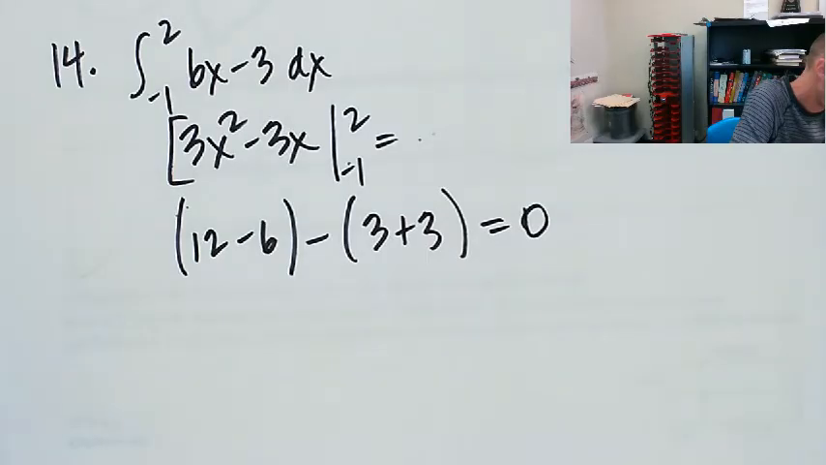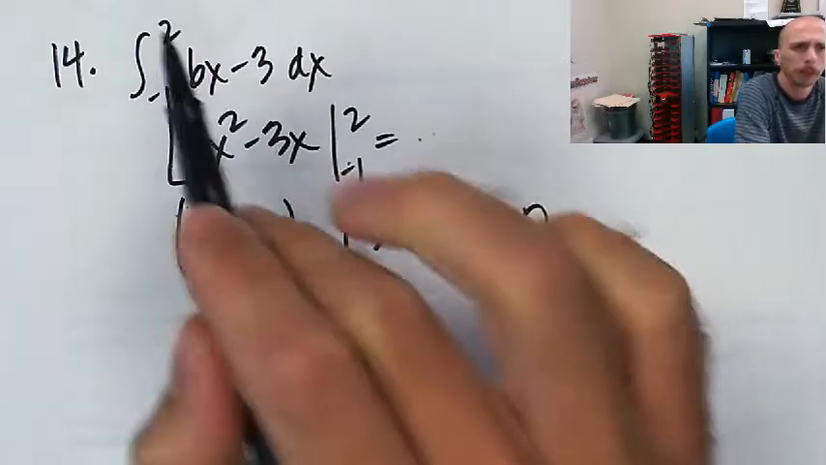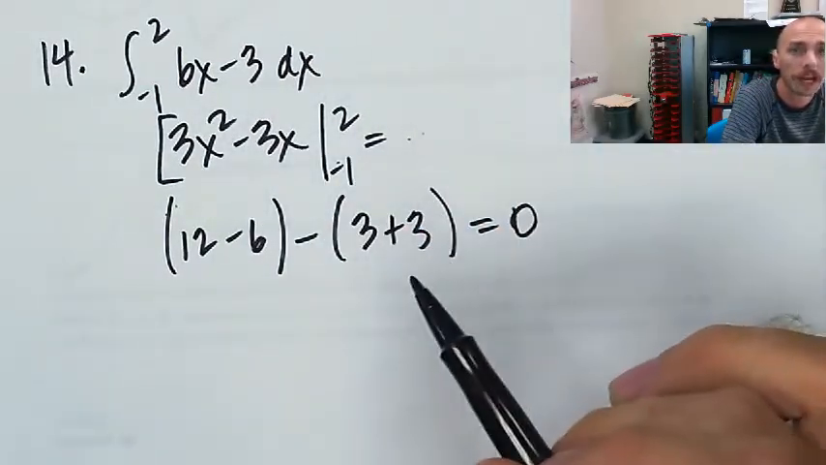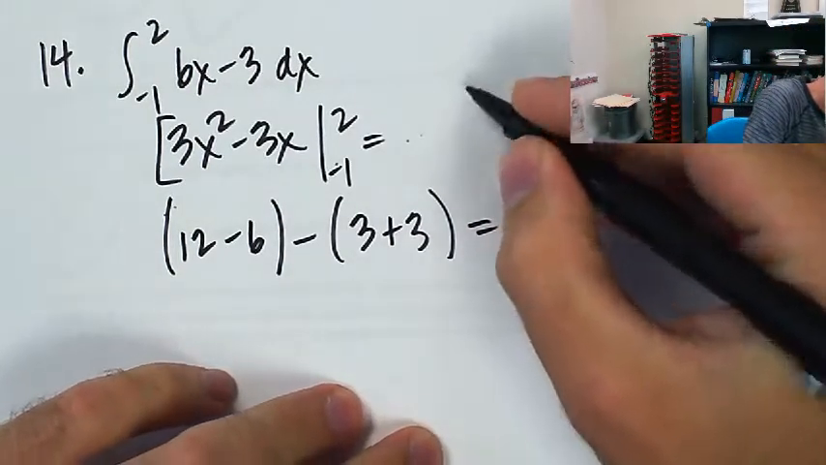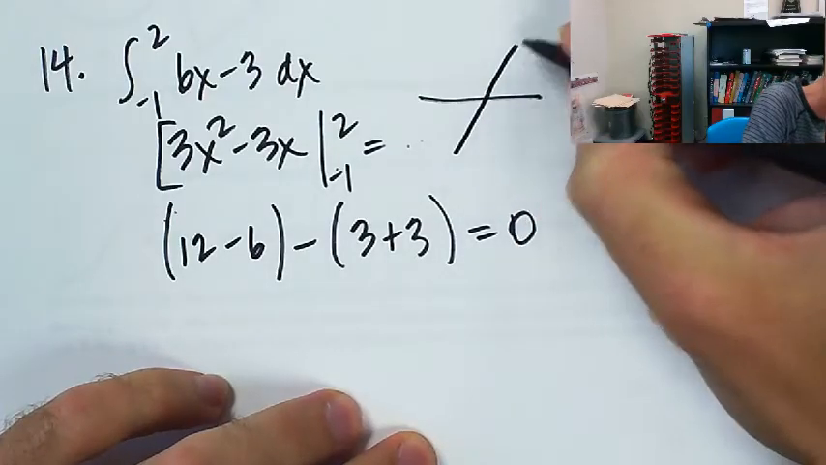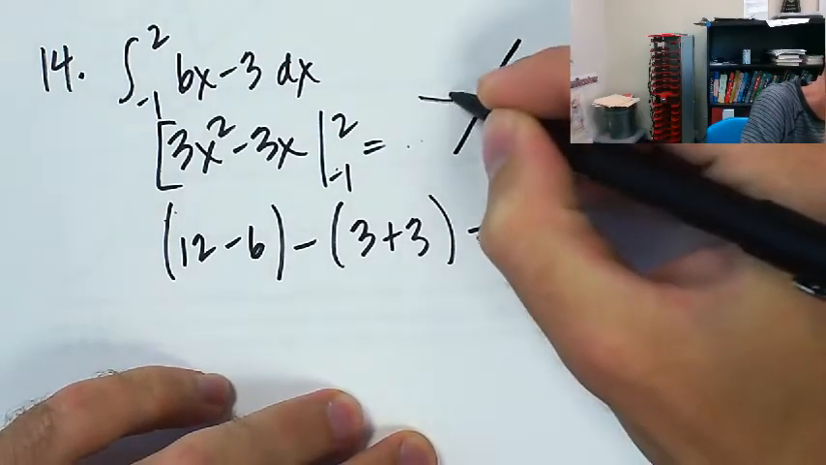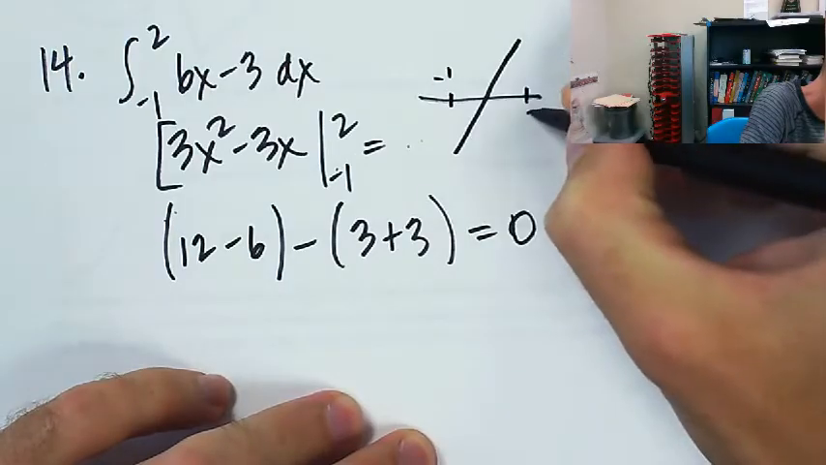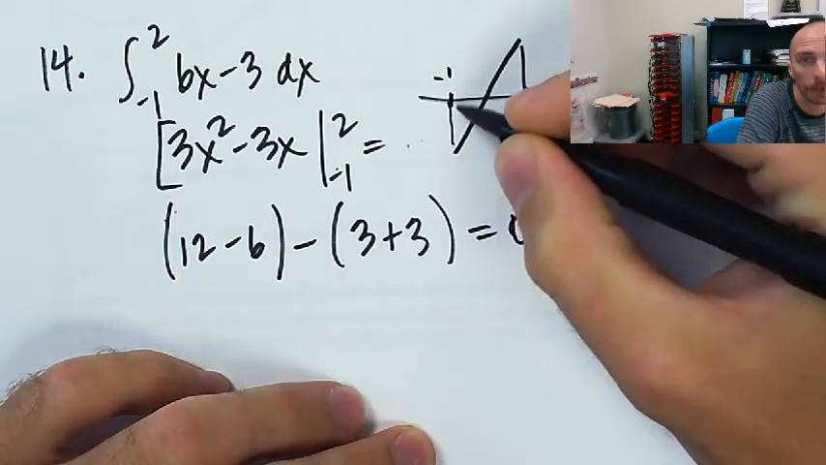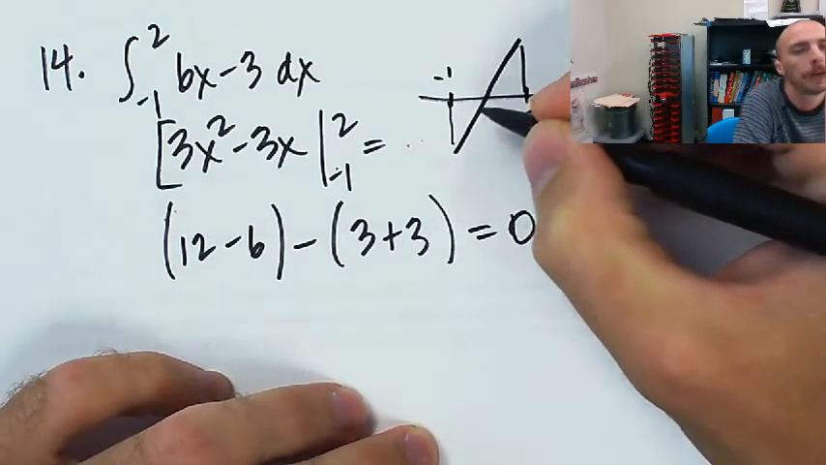I think, hold on a second. Oh, I see it now. I was thinking that thing had a 0 at x equals 2, and that's just not true. At x equals 2, the value of 6x minus 3 is 9. But what I will draw you is that this thing, it's a line, it's a pretty steep line. And what we just did was we computed that the net signed area from -1 to 2 was 0. Okay, so this amount of area was equal to that amount of area.